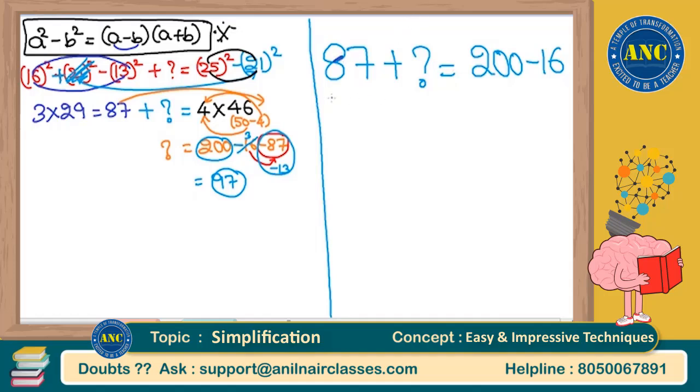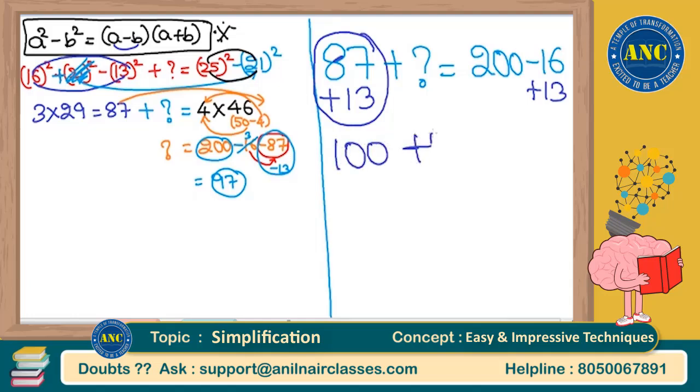I have 87 on the left hand side. I want plus 13, here also plus 13. This becomes a fancy number called 100. This is 200 on the right hand side. 200, and 16 minus 16 plus 13 is 3.